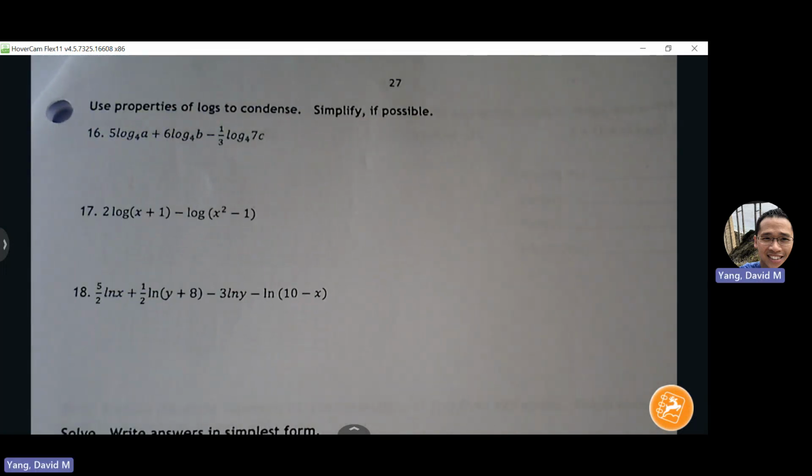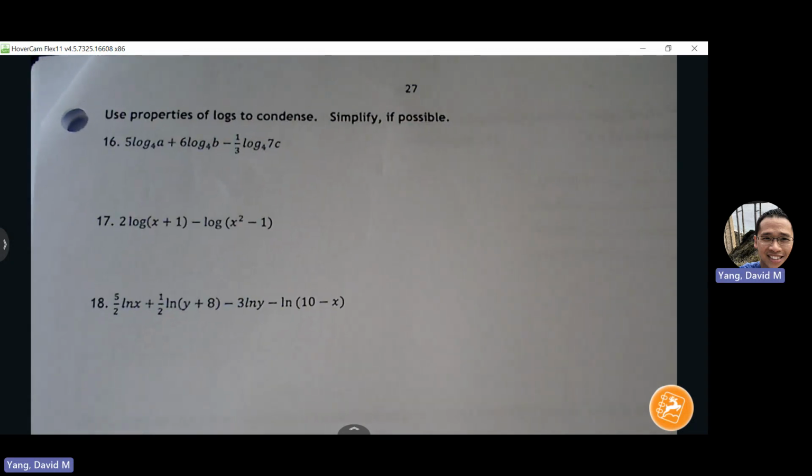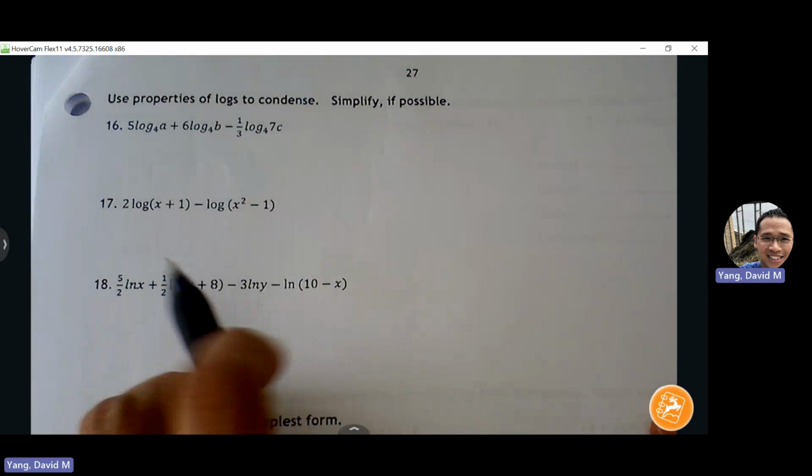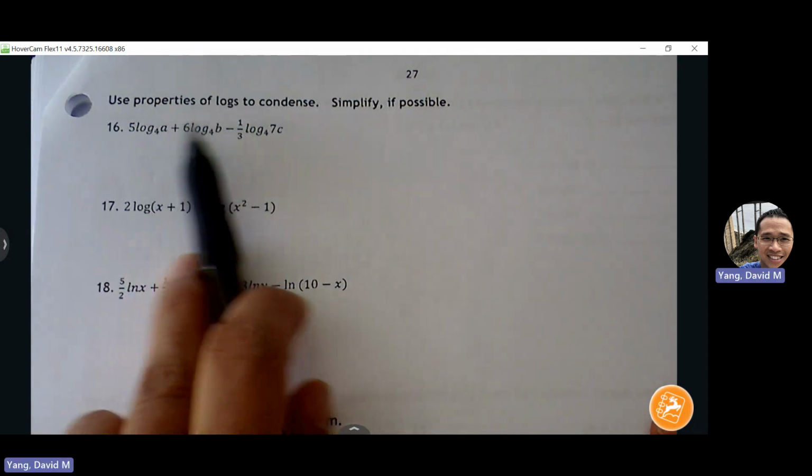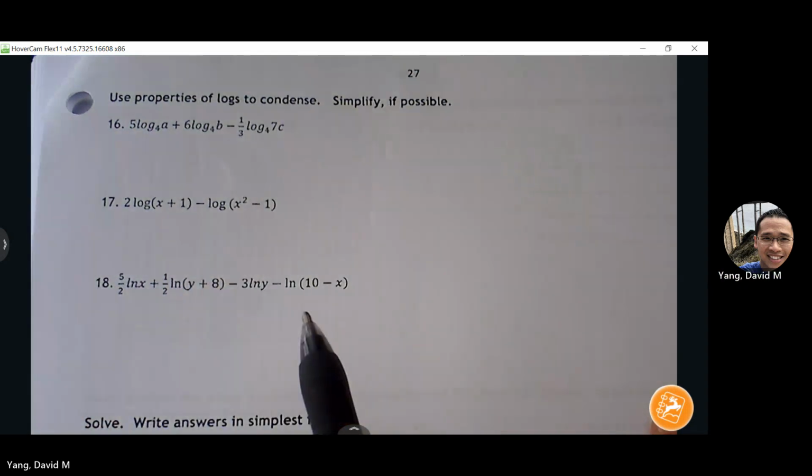So now we're condensing. Condensing is where we're putting everything back as one log term. So now you're going the opposite direction. So for number 16, what we can do is bring all the coefficients up as exponents.